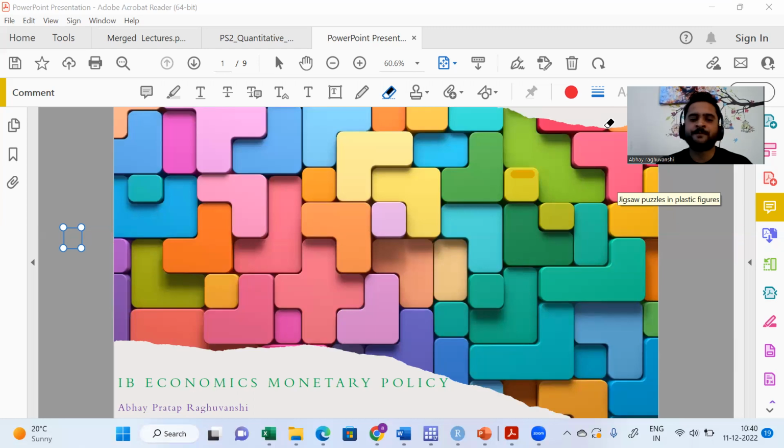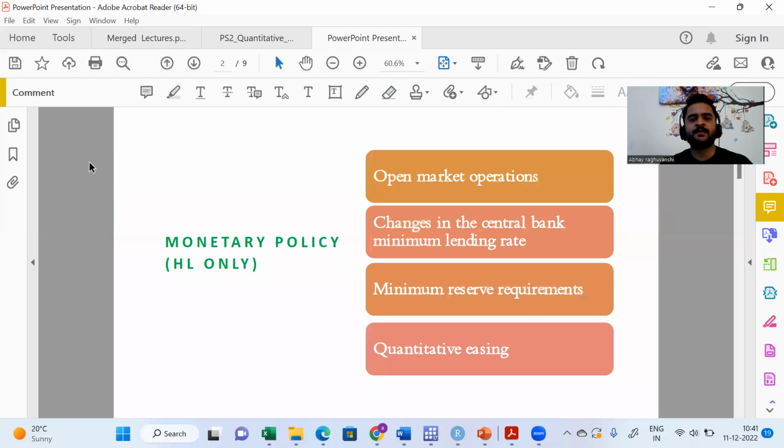Discussing the monetary policy, which is a part of the HL economics course. So within this, let me just initiate my lecture then. In monetary policy, we'll be discussing basically these four types of tools which are available in the hands of the central bank to change the money supply in the economy.